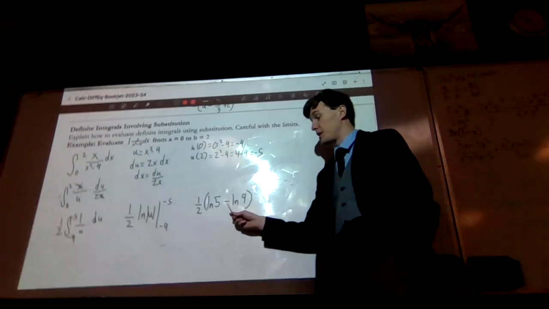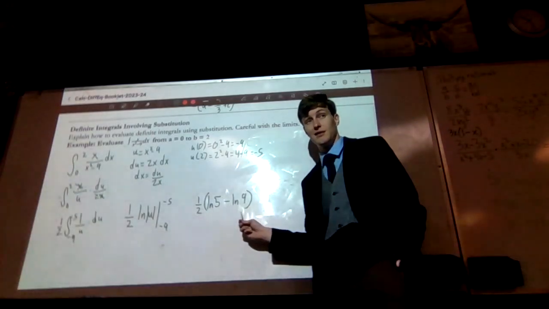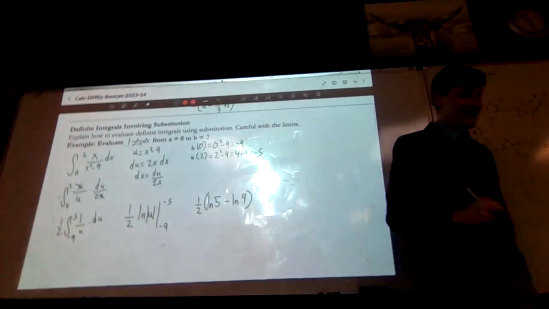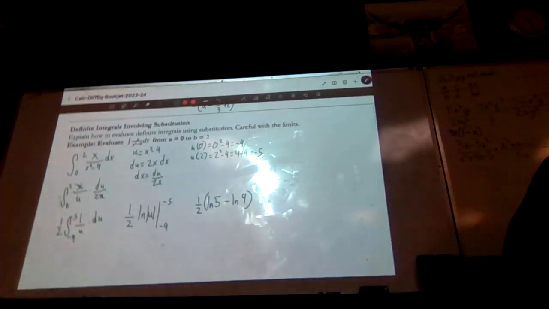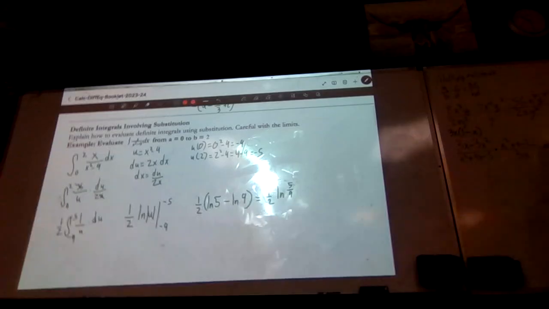Well, what does minus mean for natural logs? Divide. So this is equal to 1/2 ln of 5 over 9. And wait a second. What does the 1/2 on the outside of a logarithm mean?